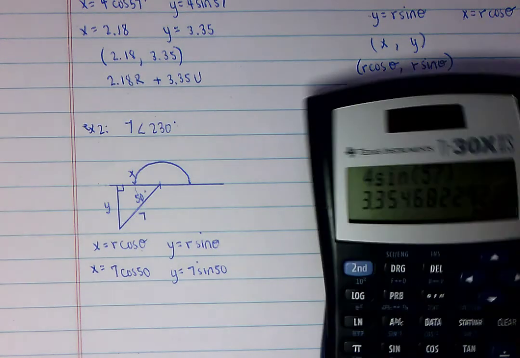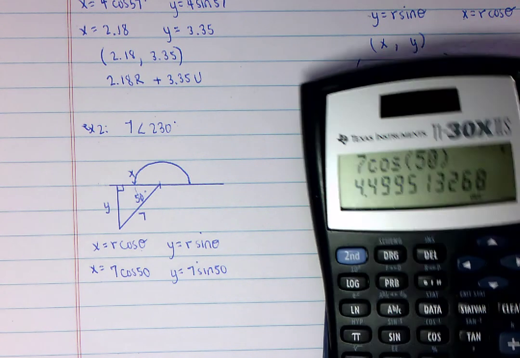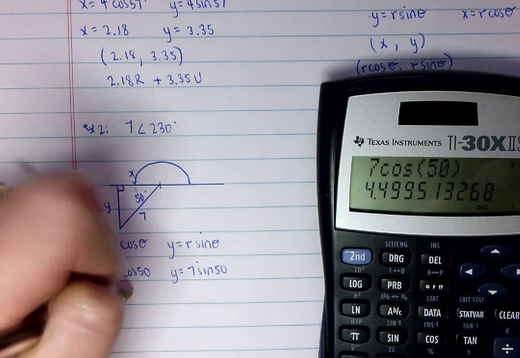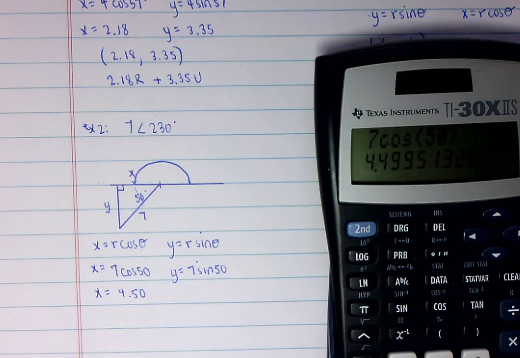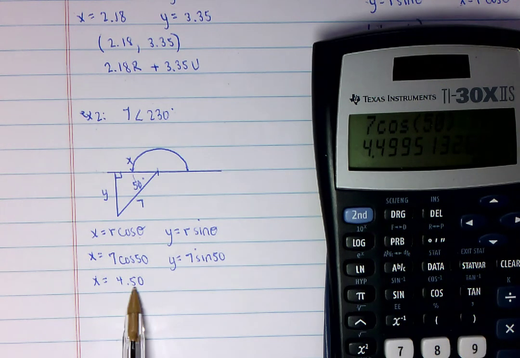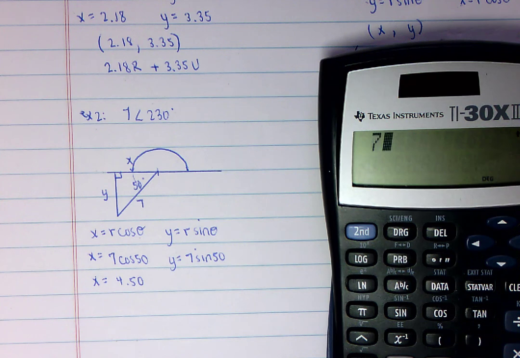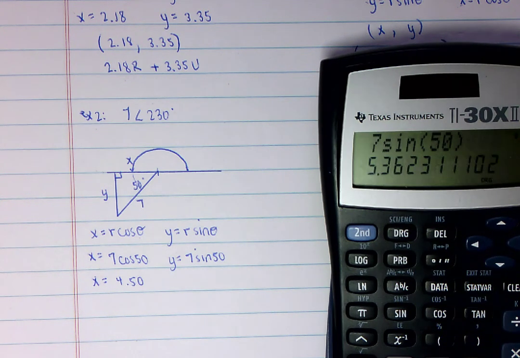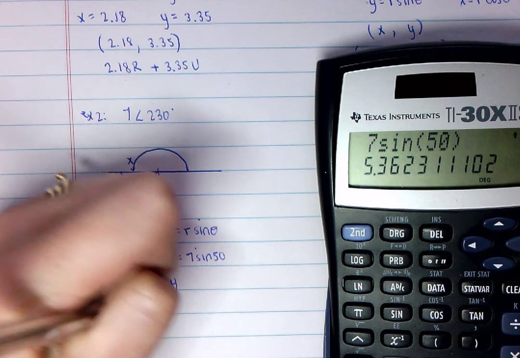So we put this in our calculator. 7 cosine 50, and we end up with 4.5. So this is 4.50. Being as they're wanting 2 decimal places, I went ahead and put 2. And then for the y value, it's 7 sine 50, and that gives us 5.36.